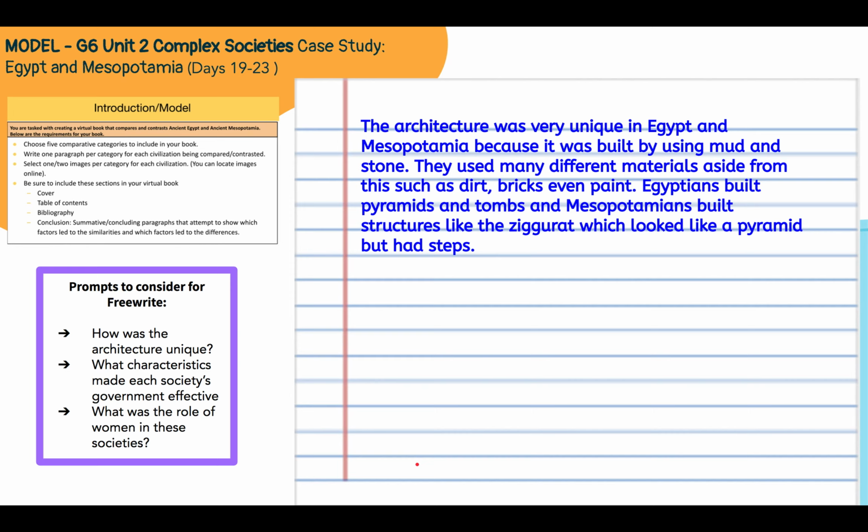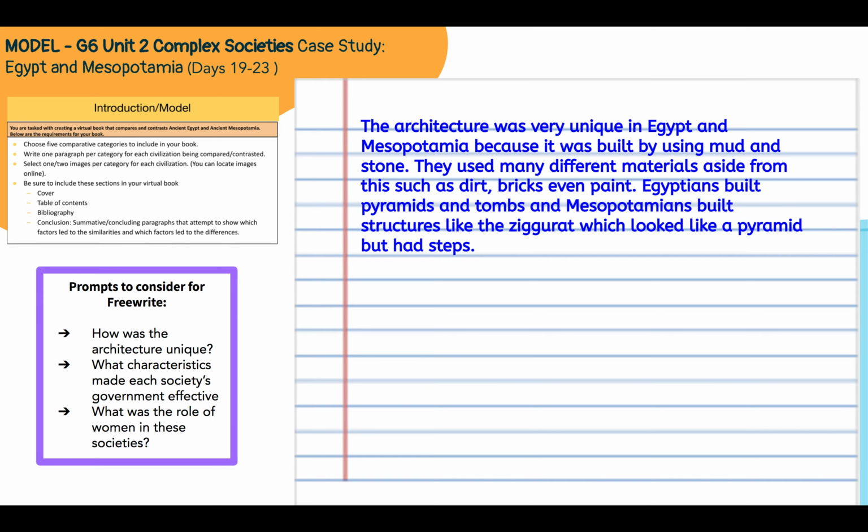And here we see an example of what a free write might look like after maybe 2 or 3 minutes of writing when answering the first prompt, how was the architecture unique? It says, the architecture was very unique in Egypt and Mesopotamia because it was built by using mud and stone. They used many different materials aside from this, such as dirt, bricks, even paint. Egyptians built pyramids and tombs, and Mesopotamians built structures like the ziggurat, which looked like a pyramid but had steps.